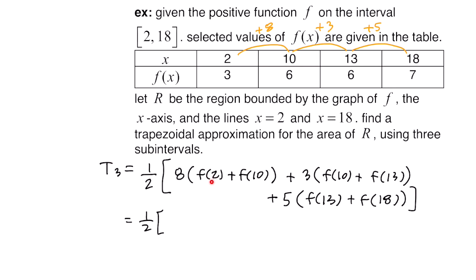So next step, we're going to get all of these values from this table and plug them in. So f of 2 is 3, f of 10 is 6, again f of 10 is 6, and f of 13 is 6, and then finally f of 13 again is 6, and f of 18 is 7. So one more time, I just want to emphasize that since this change in x varies, we can't factor that value out in front, and we can't do the f of 2 plus 2 times f of 10 plus 2 times f of 13 plus f of 18 like we did in the previous problem. So instead we're setting up each individual trapezoid.